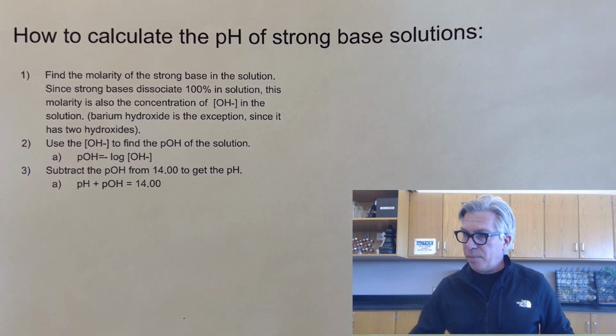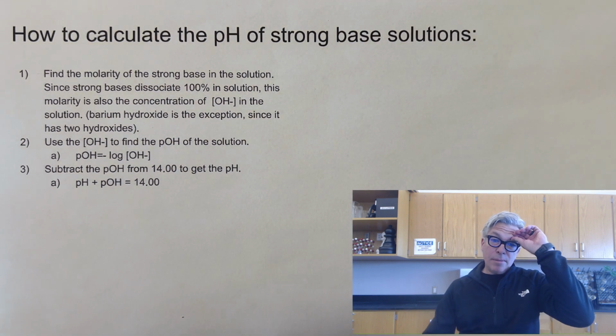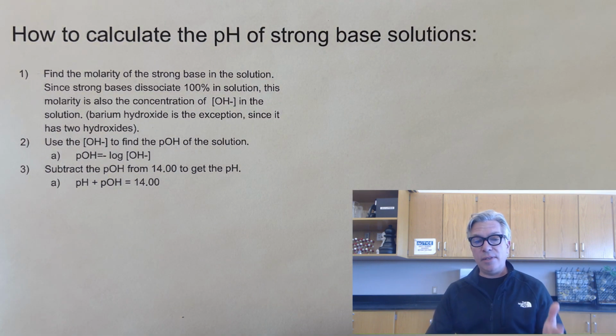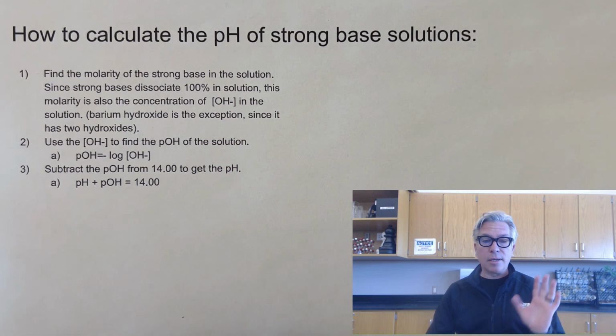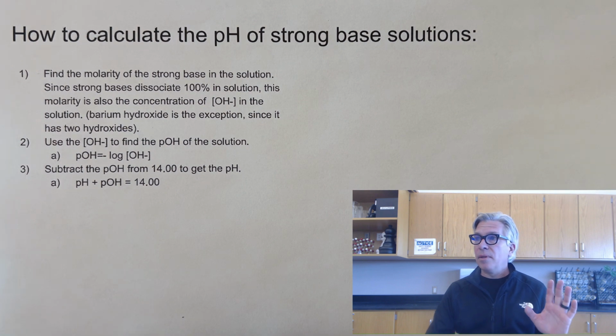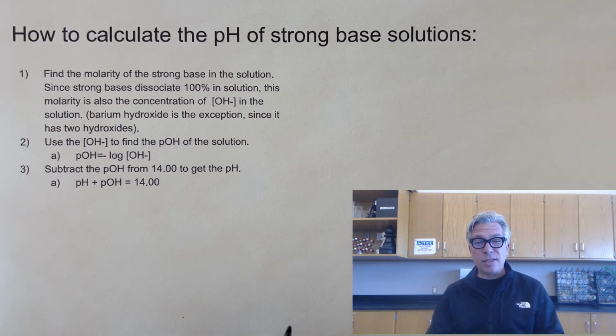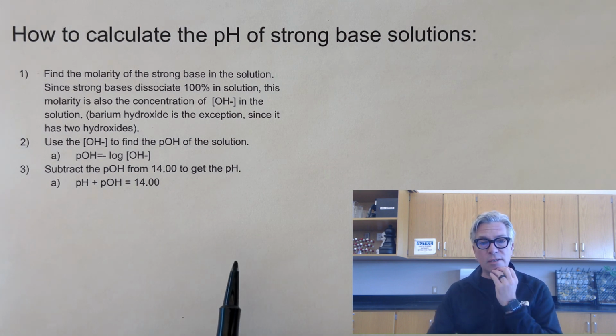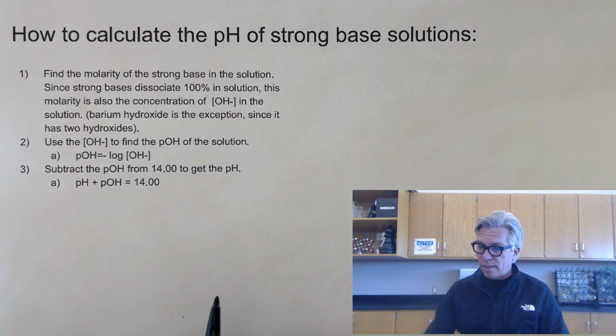All right, let's talk about strong base solutions. The strong bases are the hydroxides of the alkali metals: lithium, sodium, potassium, rubidium, cesium. I'm not going to include francium because there's really not a lot of that around. And also, barium hydroxide is often considered one of the strong bases as well. So if you see one of the alkali metal hydroxides, you know you're looking at a strong base.